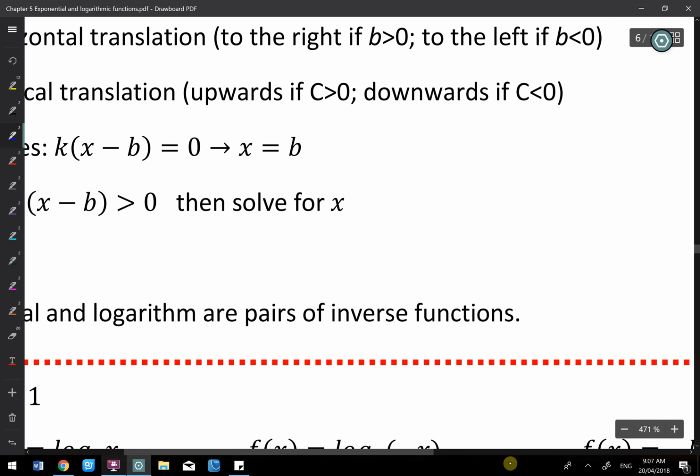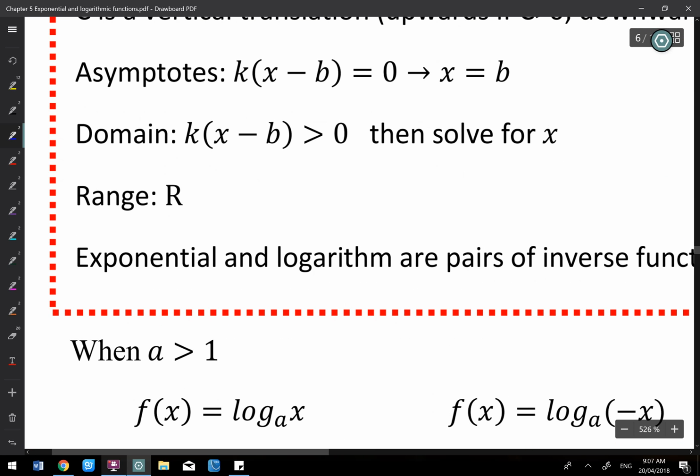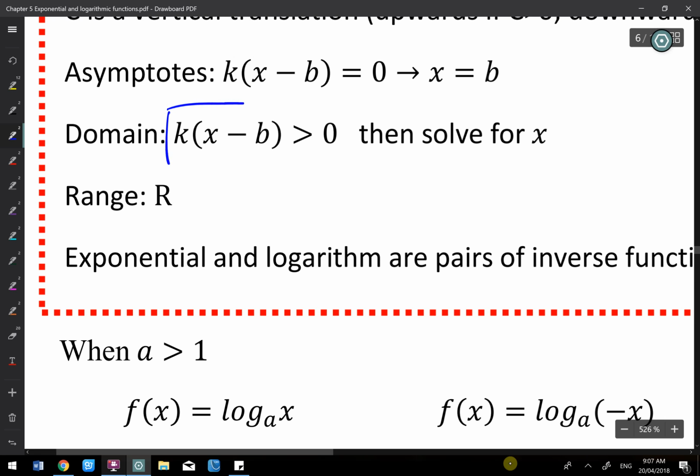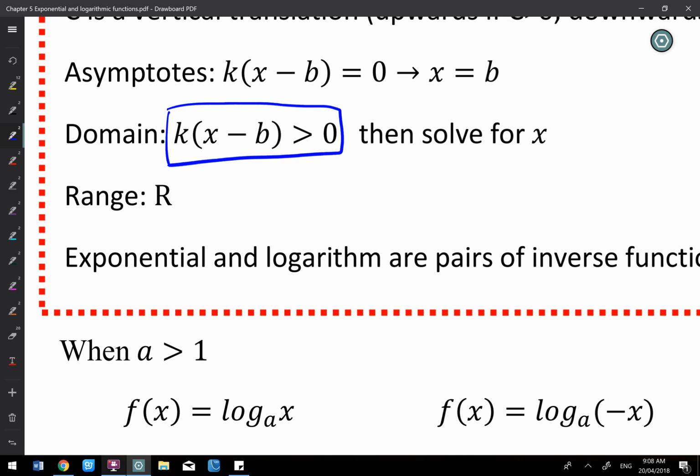We can solve for the domain. So how do we solve for the domain? We solve the domain by solving this inequality: the thing in the bracket must be greater than 0. So the thing you put into log must be greater than 0. That's how you solve for your domain. So that thing to be greater than 0 is the domain. Or you can see it from the graph.